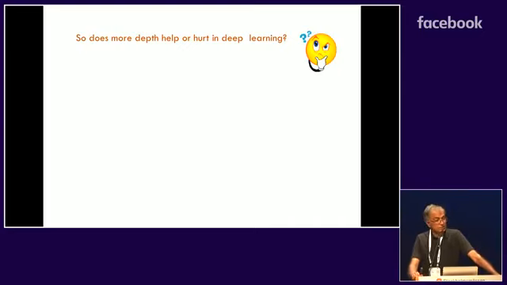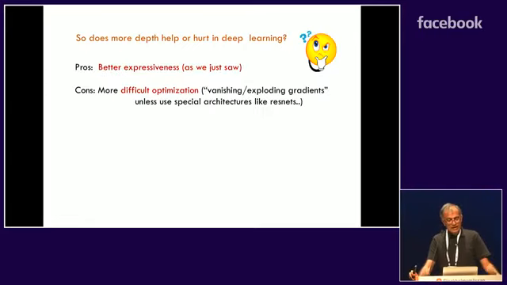Which leads to the question, does more depth help or hurt in deep learning? And of course, the masses of people at this conference shows that it helps a lot, but mathematically, what's going on? The pro of more depth is, of course, you have more expressiveness, as we just saw. But the con, traditionally, was that the optimization is way more difficult, as people realized even in the 1950s. For instance, there are vanishing and exploding gradients with higher depths, unless you use some special architecture like ResNets, which were invented recently.